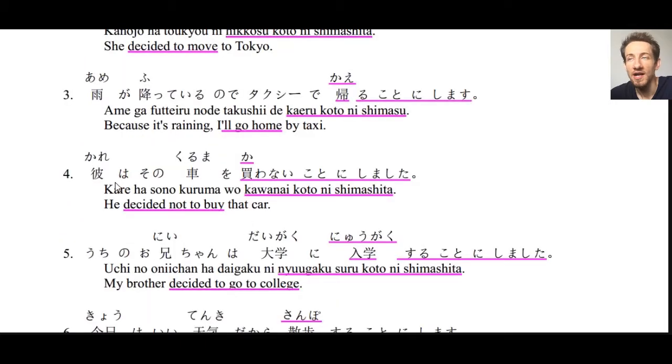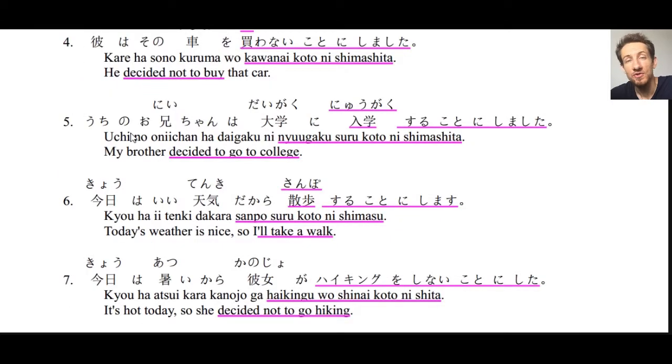Number 4. 彼はその車を買わないことにしました。So he decided not to buy the car. So here we have 買わない。買わないことにする。買わないことにしました。Decided not to buy.